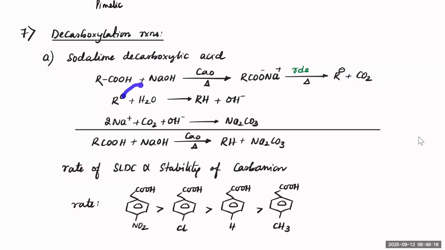And R minus will take H plus from the water which is adsorbed by calcium oxide, and that will give you alkane and OH minus. Clear, beta?